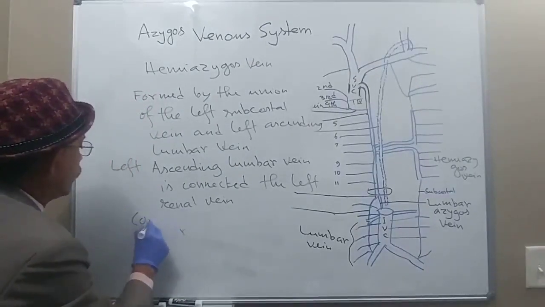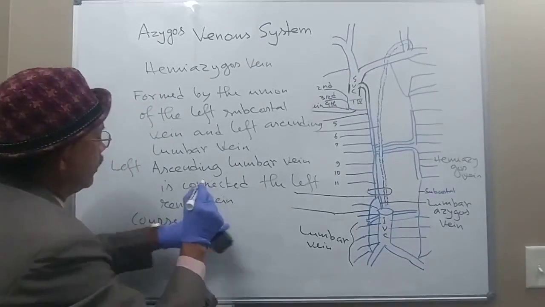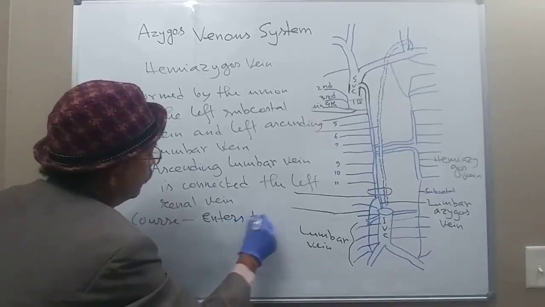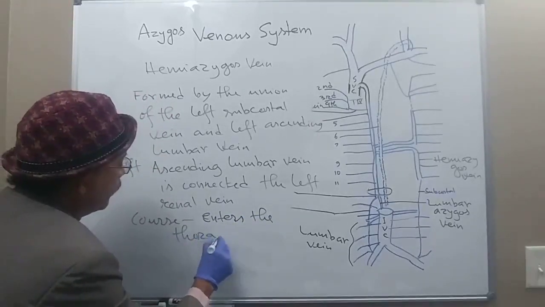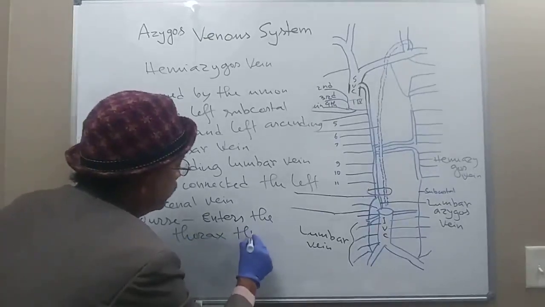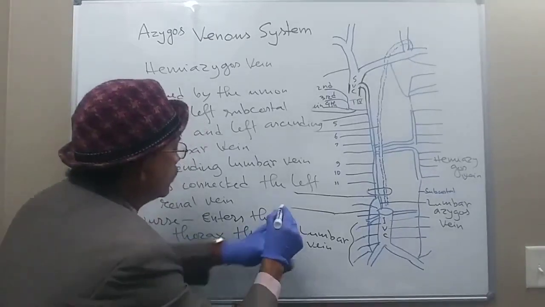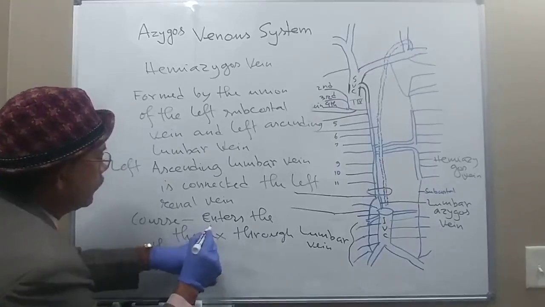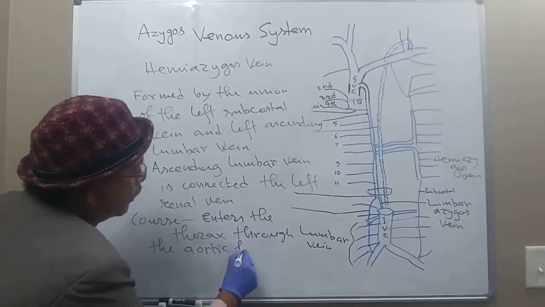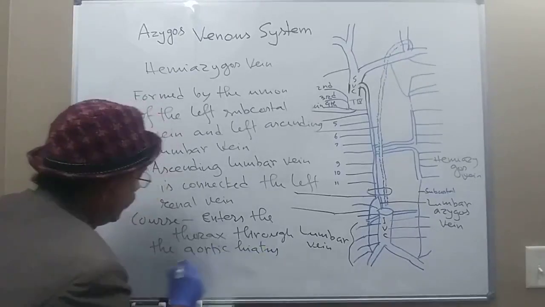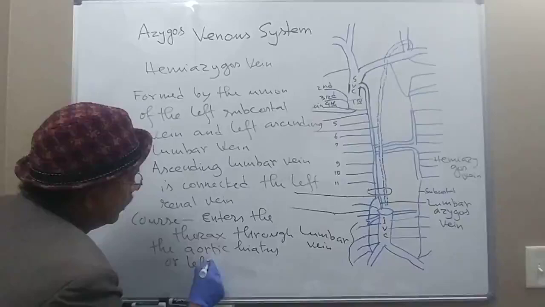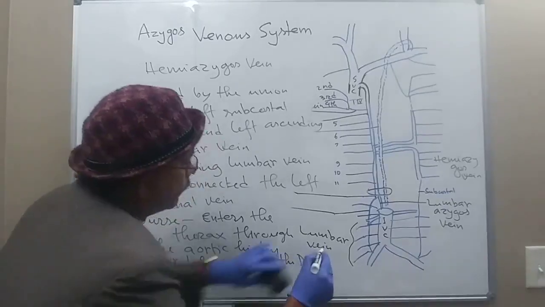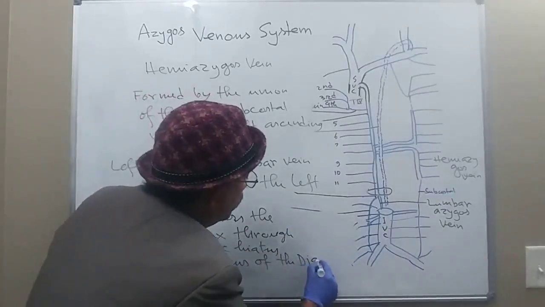So, the course: it enters the thorax through the aortic hiatus of the diaphragm, or the left crus of the diaphragm.